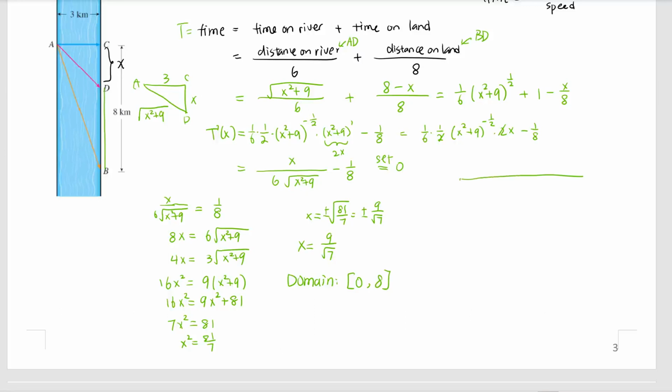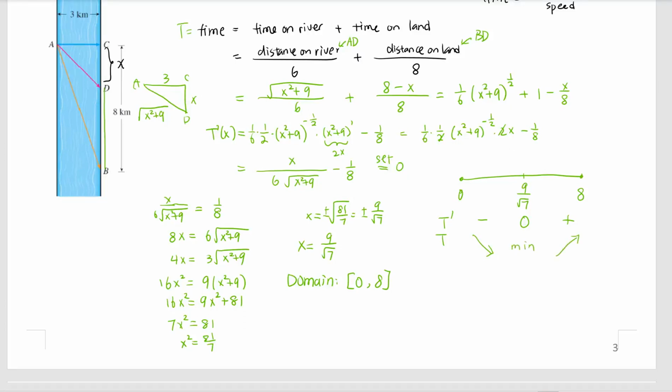Okay, let's draw the diagram. 0 and 8. And 9 over square root of 7 is in between. So we want to know t prime and t. We know at 9 over square root of 7, this is the critical point, and t prime is 0. How about at 0, what do we get? At 0, the first factor is 0, and then minus 1/8, so it's negative. How about when it's 8? You can put it in your calculator, and you will see that is positive. So that's why t is decreasing and then increasing.